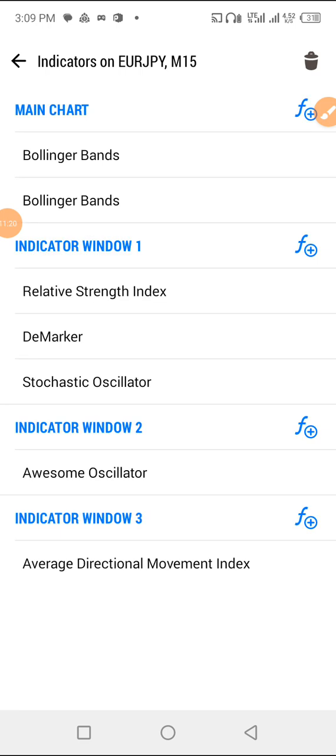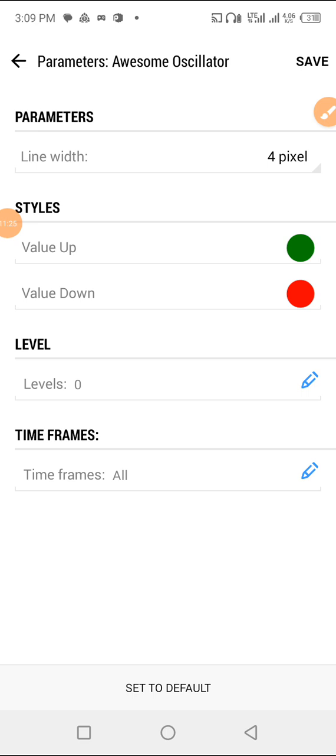Then you move to the next one. This time around we have an oscillator. It's going to create a different window for it. Don't touch anything, just leave it the way it is. Then you click on save.